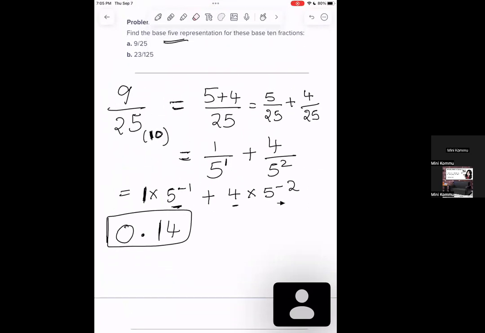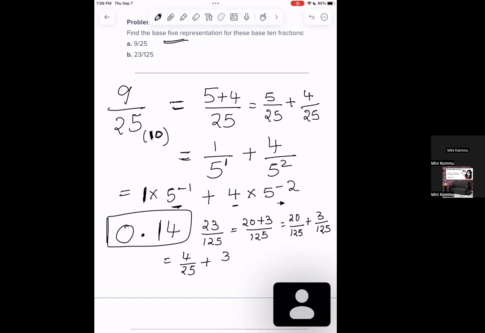All right. How about 23/125? Again, I'm going to split it up. So I'm going to write 23/125 as 20 plus 3/125, which will be equal to 20/125 plus 3/125. All right, which will be equal to, now 20/125, you can reduce it as 4/25, correct?